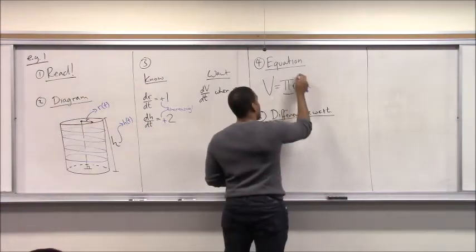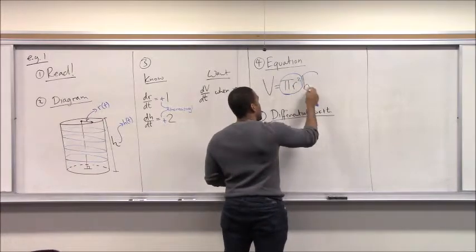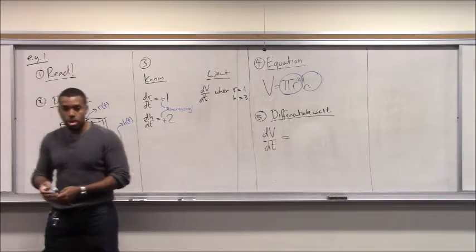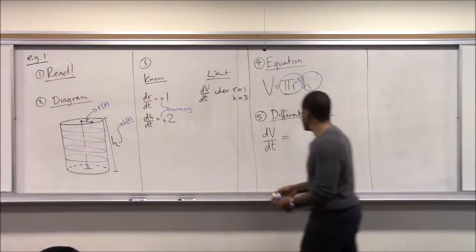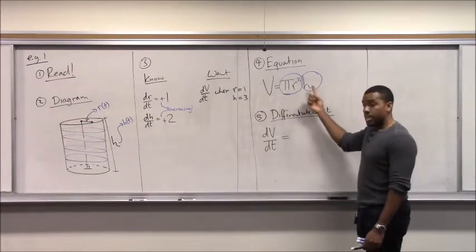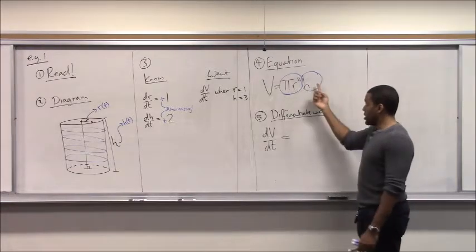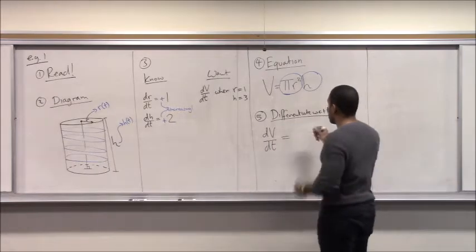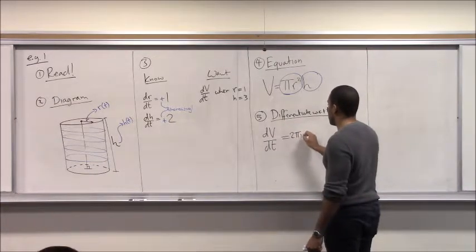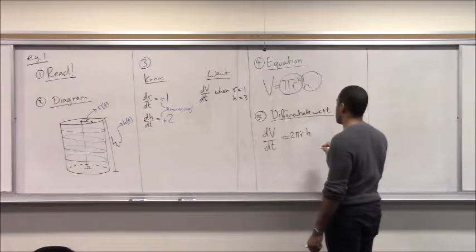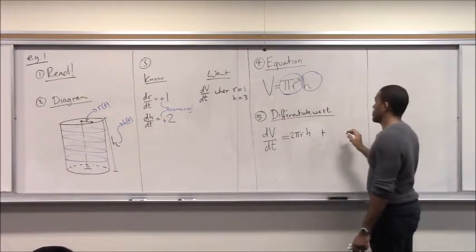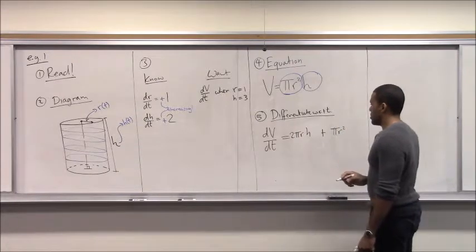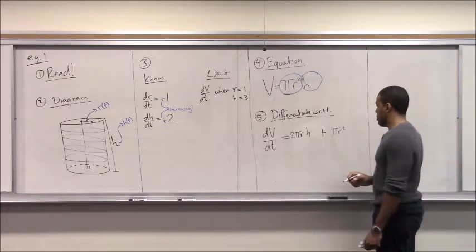So I have the function pi r squared. I have the function h. These are two functions being multiplied. In order to find the derivative, I need to do the product rule, because it is a product of two functions. So I'm going to differentiate this, leave that alone, plus differentiate this, leave that alone. So this one is 2 pi r h, plus pi r squared times h prime.